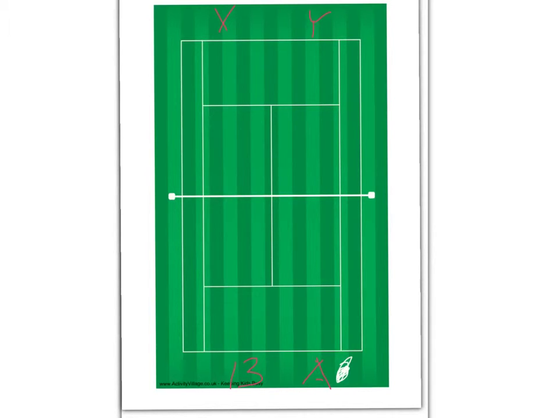A is our server, so A will serve for the complete game. It doesn't matter if X or Y scores a point or if Team AB scores a point. It does not matter. A keeps the serve for the entire game. Once the game is over, the serve switches over to Team XY for the next game of the series.